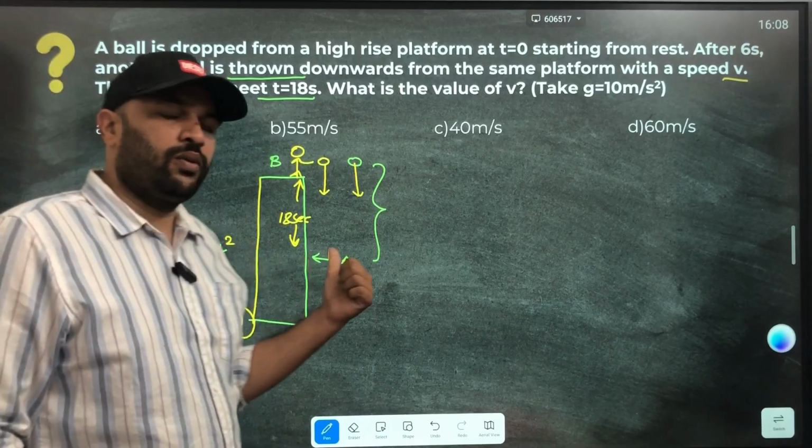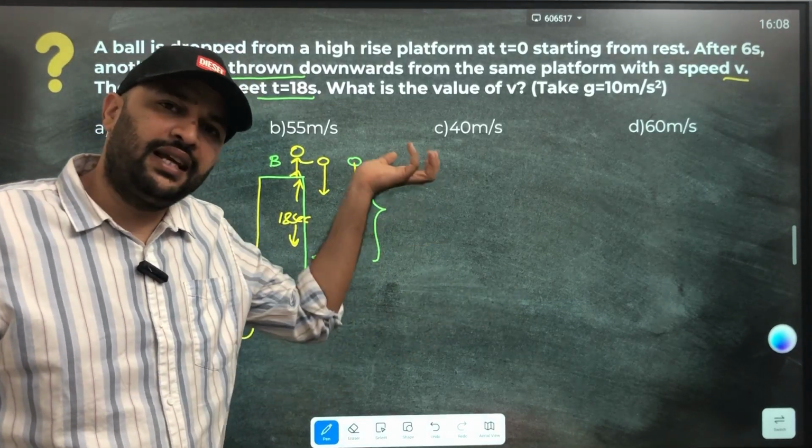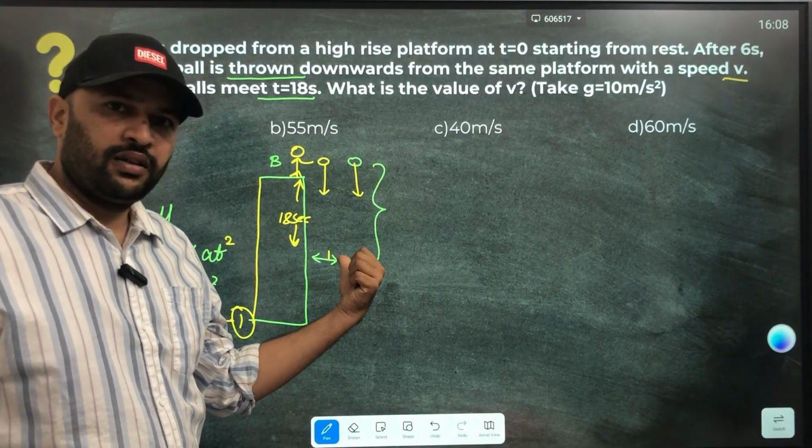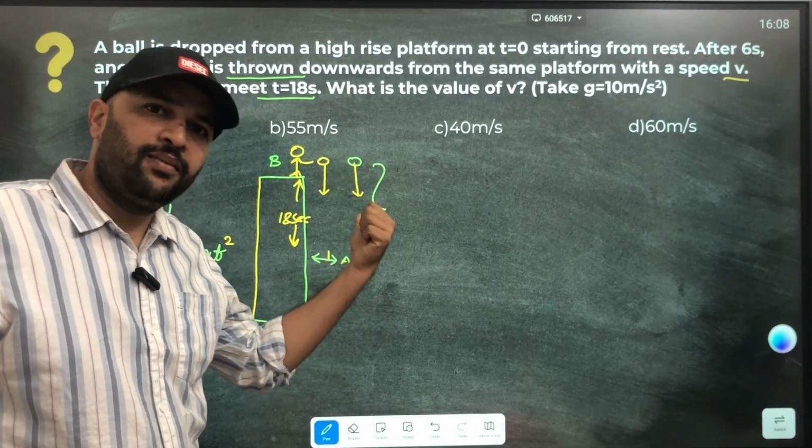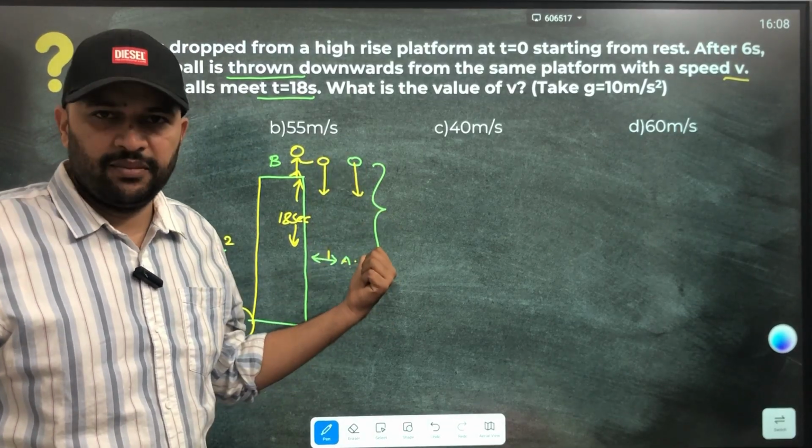Now the second ball was thrown after 6 seconds. So it is taking less time to reach the same point. Sir, why the same point? Why is the distance the same? Because if the distance were not the same, how would they be meeting?